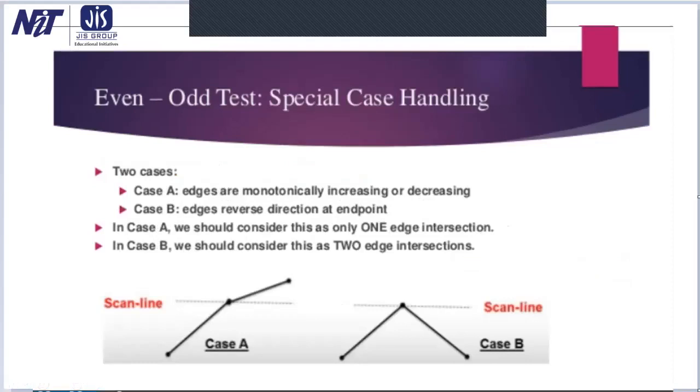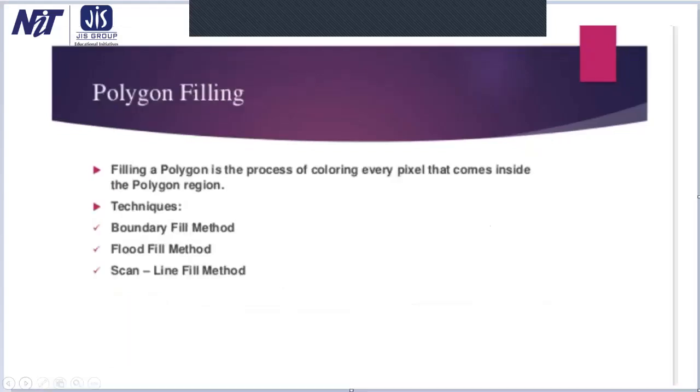Now, there are two cases. One is case A, where edges are monotonically increasing or decreasing, and case B, where edges reverse direction at the end point. In case A, we should consider this as only one edge intersection. In case B, we should consider this as two edge intersections. In the diagram it is clear, one is case A and another is case B. Here in case A we can see that edges are monotonically increasing, and in case B edges are in reverse direction at the end point. So these are the special cases.